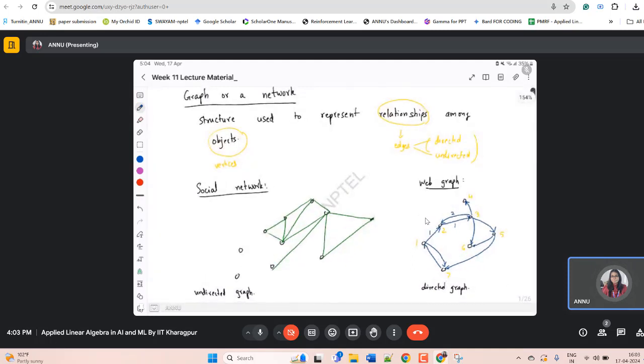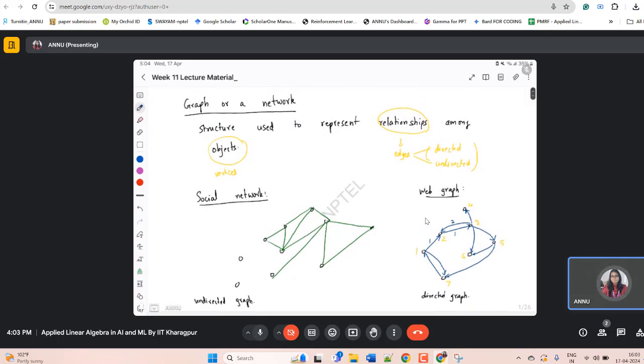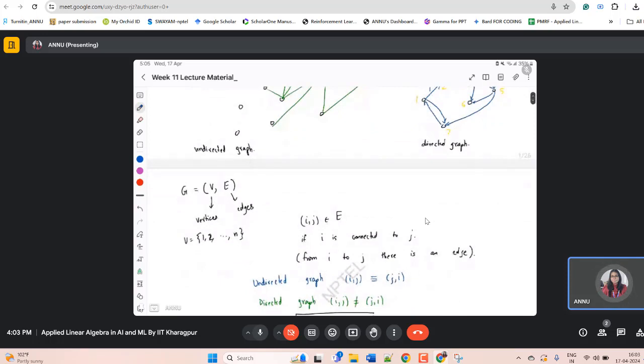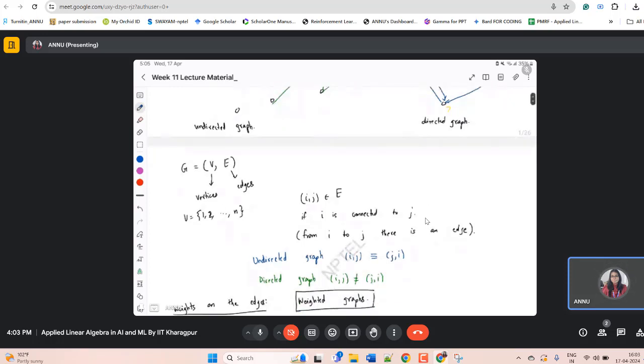A graph or a network is actually a structure used to represent the relationship among objects. So, as we can see, some examples are social networks, the web graph or web search. Okay. So, a graph will have vertices and edges. Vertices means the nodes that we are talking about, and edges mean the connectivity between I and J. So, an undirected graph means there will not be any arrow in it, but a directed graph will have an arrow associated with it. So, for every arrow, you will have weights.